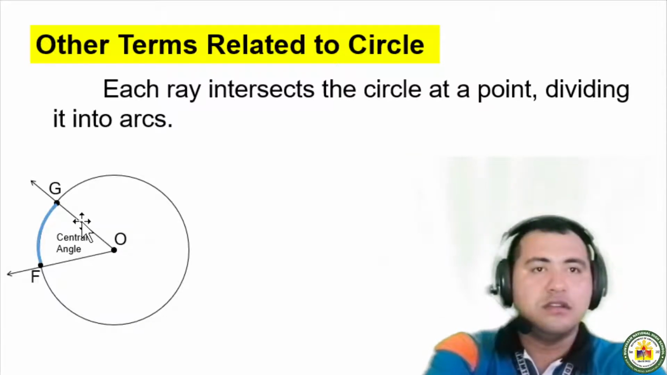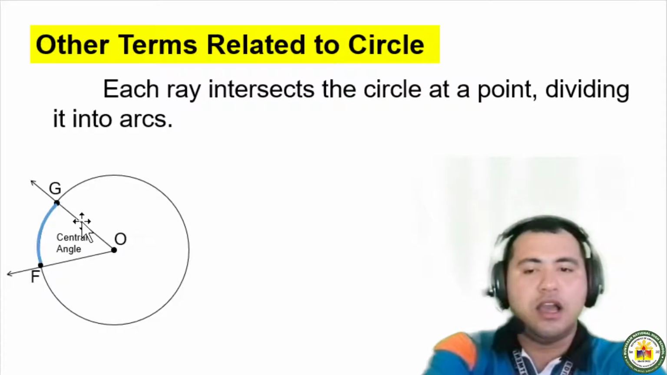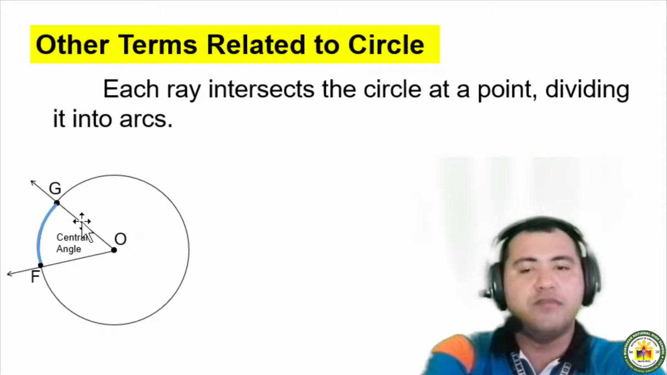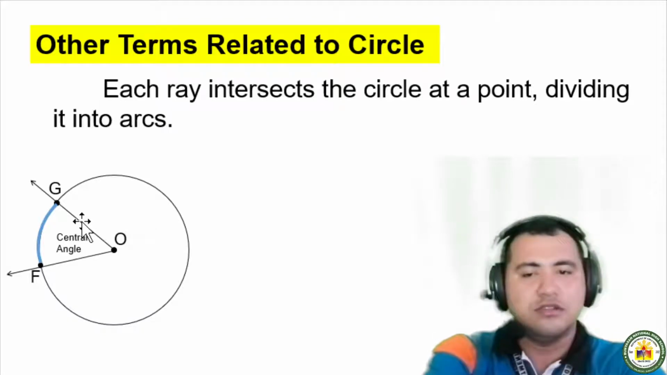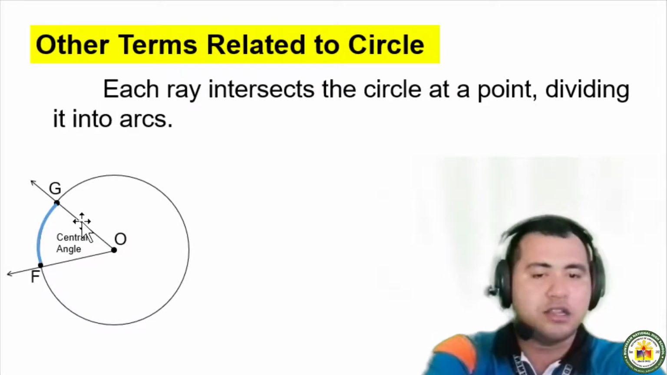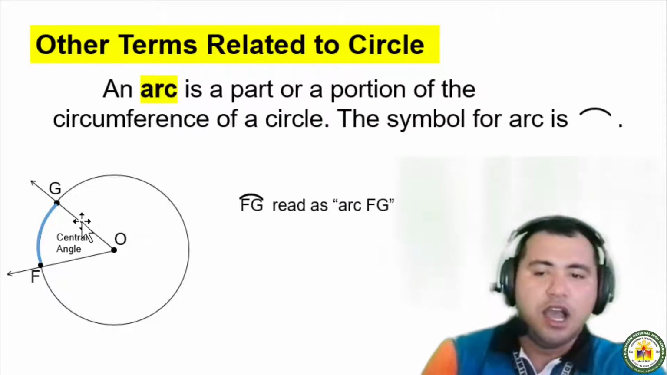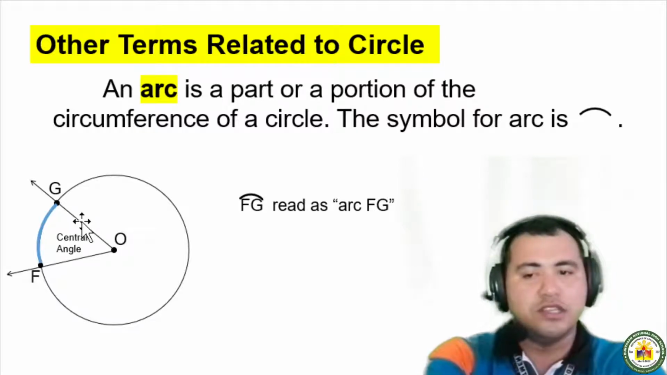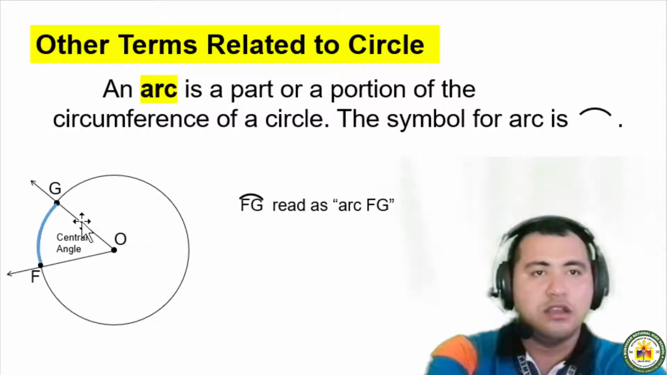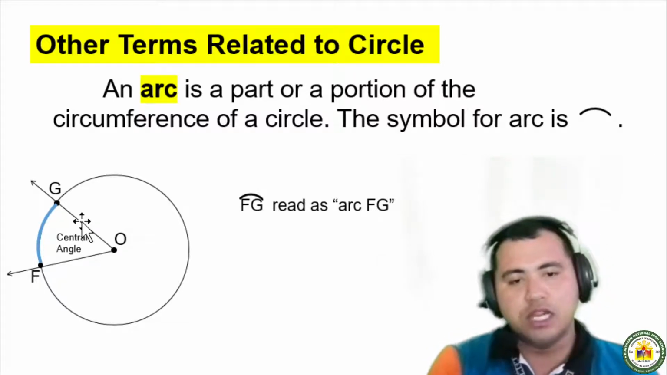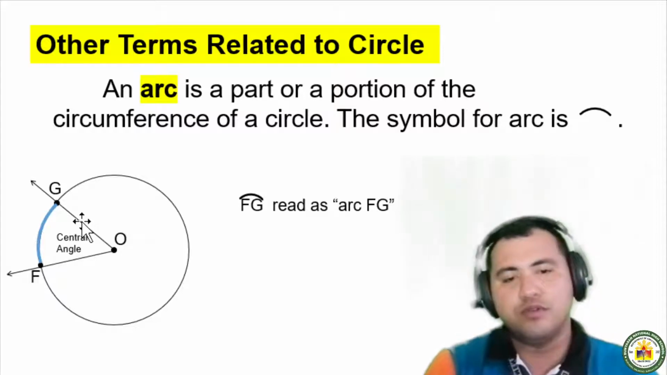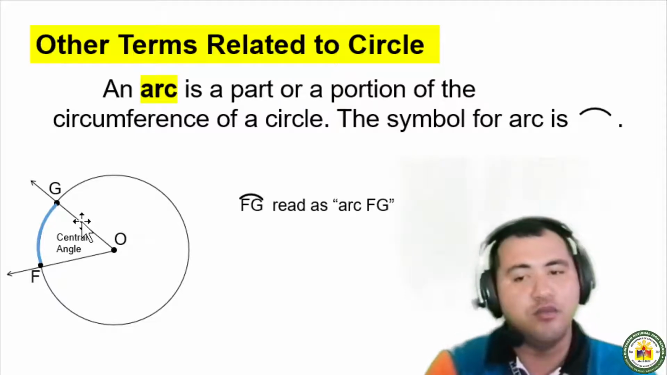Na diin kini nga point or kini nga ray nag-divide sa atong circle, dividing it into arcs. So gi-divide ang atong circle sa arcs. Unsa ning arcs? Okay, an arc is a part or a portion of the circumference of a circle. Part siya, dili siya whole, portion ra gani, kabahin ra siya sa circumference of the circle.